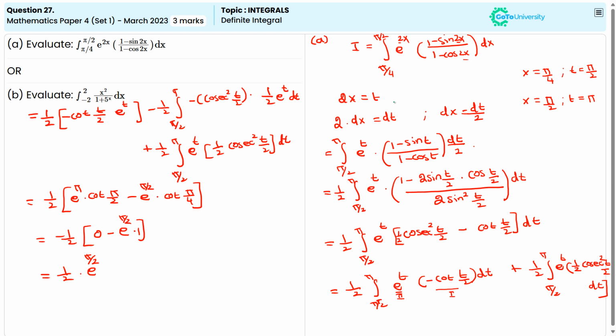Assuming 2x equal to t and getting the value dx equal to dt by 2, you will get 0.5 mark. Substituting the value of t and getting this equation, you will get another 0.5 mark. Simplifying and getting the value here by integrating by parts, you will get another 0.5 mark. Applying Eileen rule and getting this one, you gain 1 mark. Now, applying the limits and getting the final answer, you will get another 0.5 mark. So, totally 3 marks for the given question A.